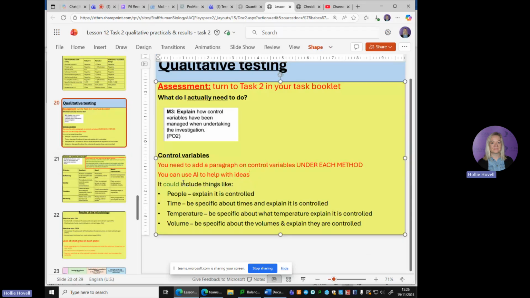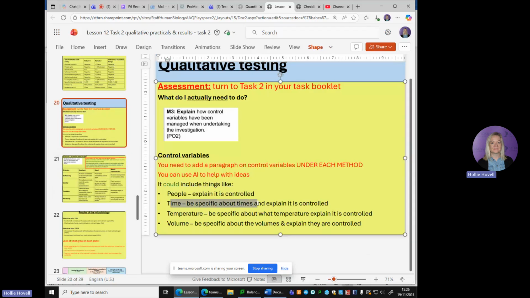So you could copy and paste your method in and ask it to suggest what the control variables might be. Things it could include are things like people. For example, when you're looking at a reagent test strip, or even the Benedicts and the Biuret, you're looking at a color change. So it's quite subjective depending on who's looking at it. So making sure it's always you that's making that judgment on the color helps to keep it consistent. So always using the same person.